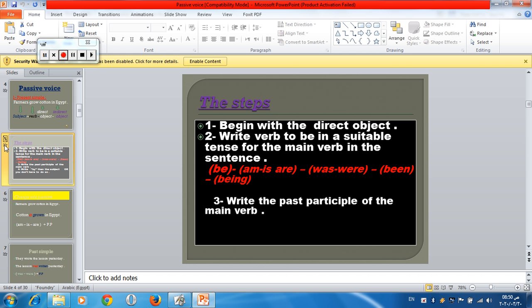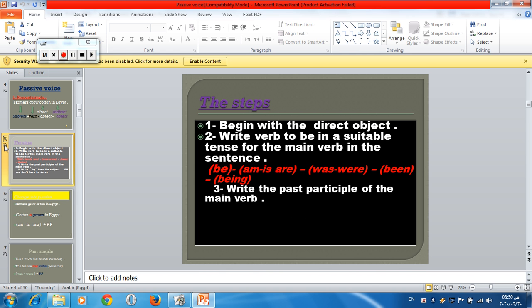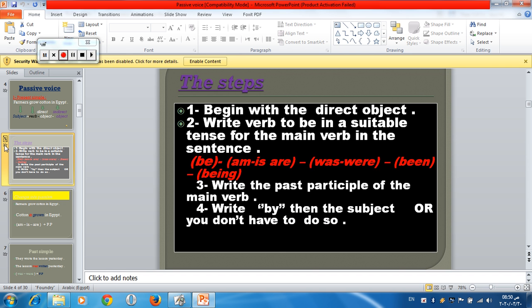Number 3, which is step 3: who can say? Excellent, Malak. Write the past participle of the main verb. And number 4: yes, John, by then the subject, or you don't have to do so. You can do as you like. You don't need to use step 4.